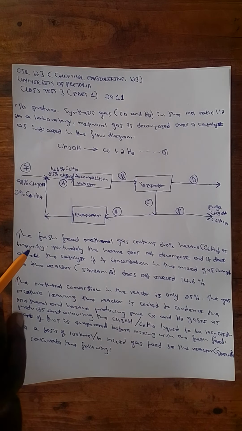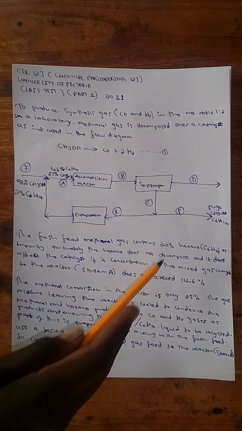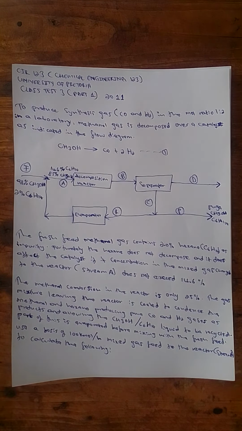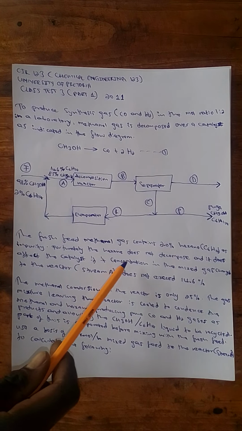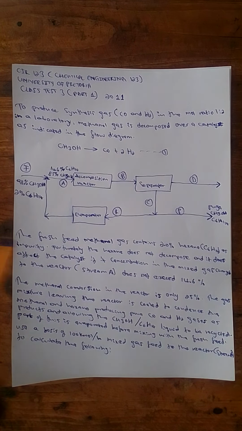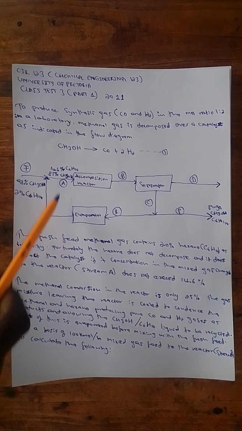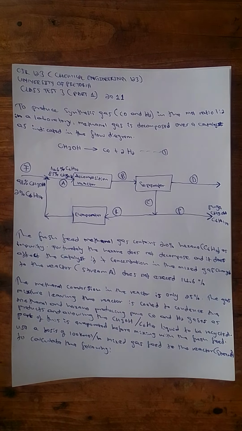And then it goes further to say the fresh feed methanol gas contains 2% hexane, which is C6H14 as an impurity. And fortunately, the hexane does not decompose and it does not affect the catalyst if the concentration in the mixed gas charged to the reactor, which is stream A, does not exceed 14.6%. The methanol conversion in the reactor is only 25%. The gas mixture leaving the reactor is cooled to condense the methanol and hexane, producing pure CO and H2.